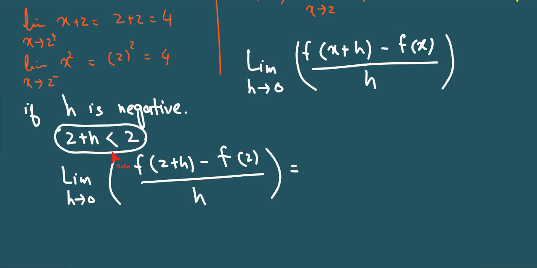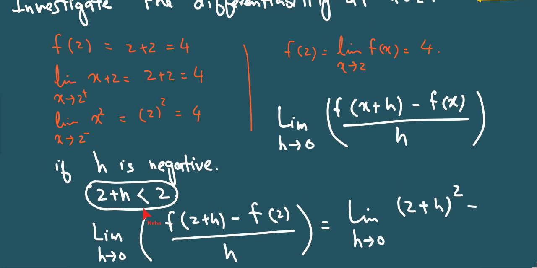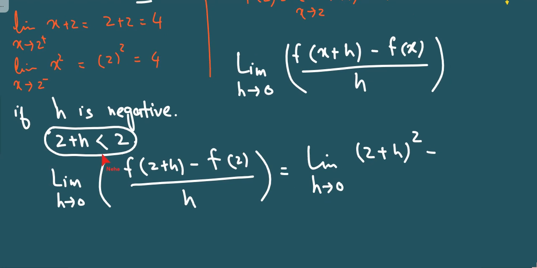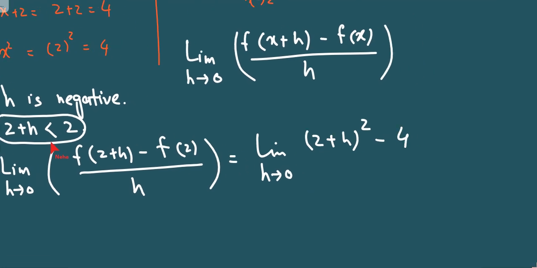So it will become limit h approaches 0. So f of 2 plus h would be defined this way, right? Because f of x is defined by x square now. And f of 2 is obviously 4, we already calculated it here. So it is 4 minus over h.